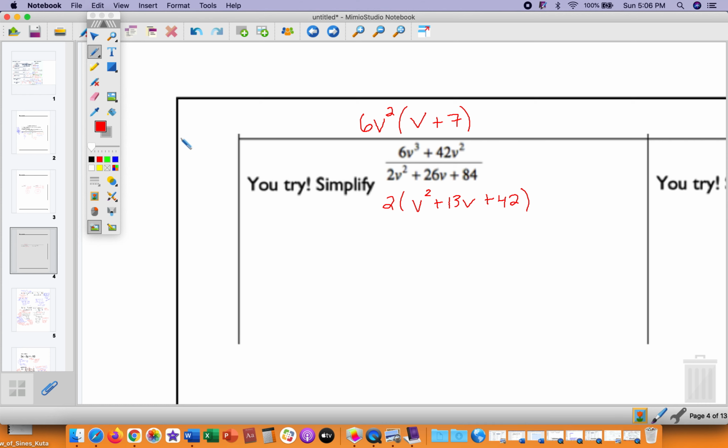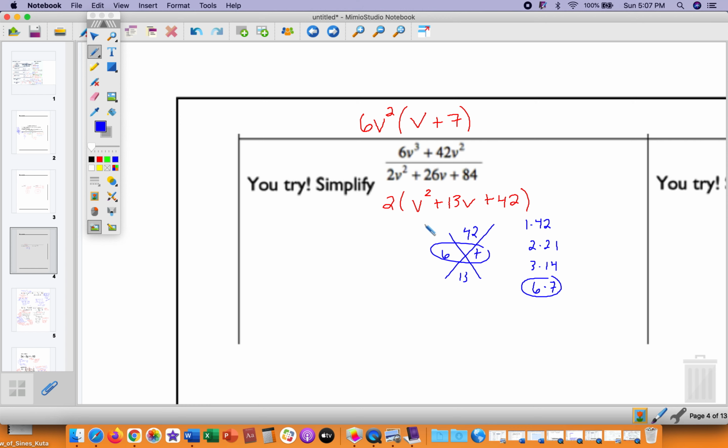Now let's see if we can factor this trinomial. Is there a combination that multiplies to 42 that adds to 13? If we're not sure, we can make a list. 1 and 42, 2 and 21, 3 and 14, 6 and 7. Okay, 6 and 7 multiply to positive 42 and they add to 13.